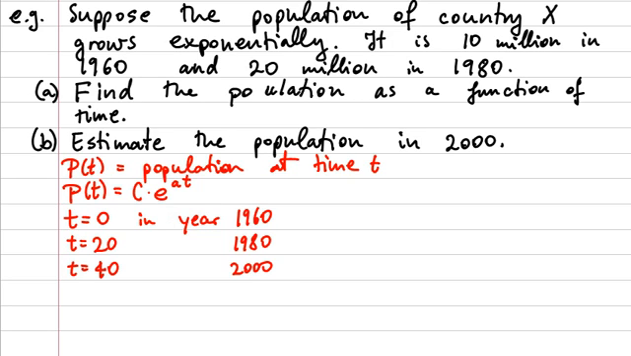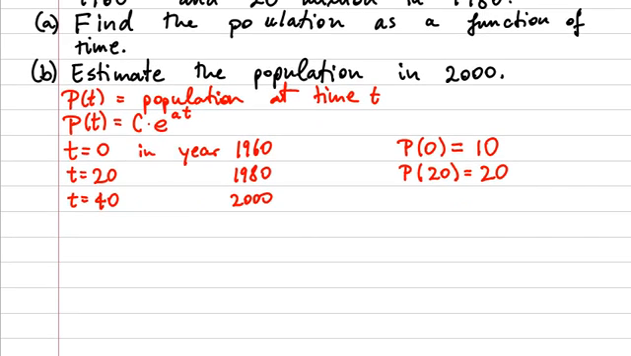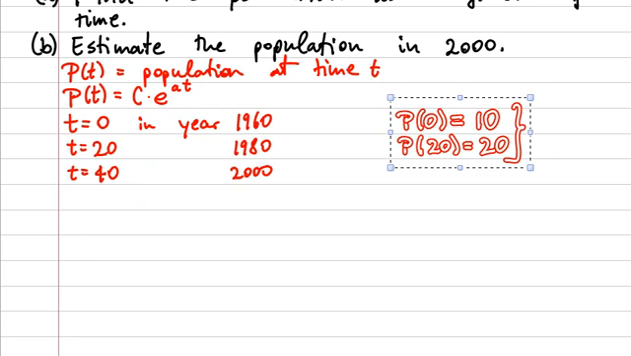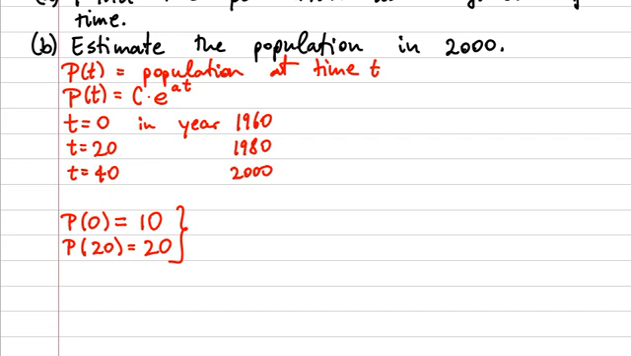So what do we know about the population? In 1960, at time equals 0, we know this is 10 million. And in 1980, at time 20 years after the initial measurement, we know this is 20 million. These two measurements will be enough to find C and A, the unknowns in our function. Let's see how. We want to re-express this using the expression we have for the function p of t.